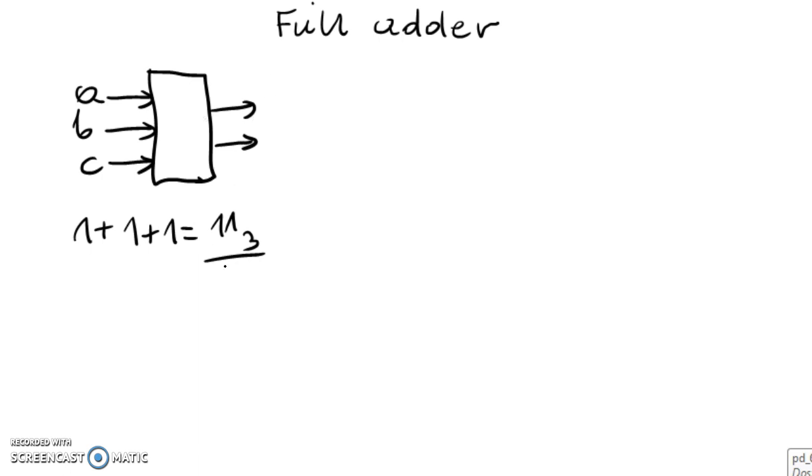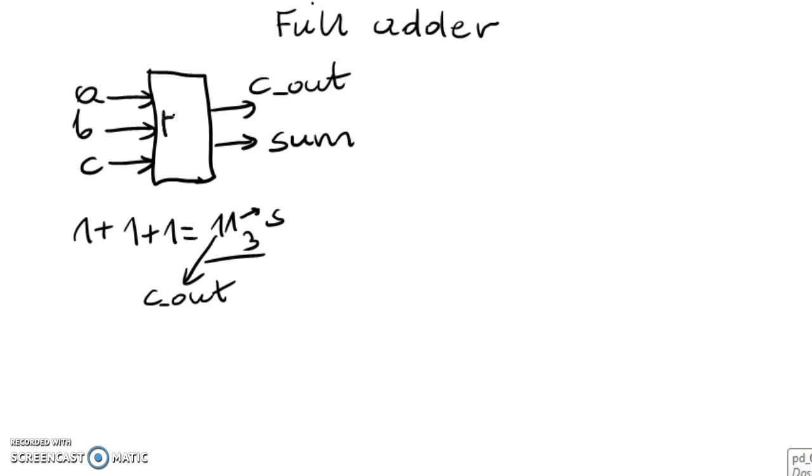The more significant bit will be called, or is called, Cout. It is the same letter as literal C, but with underscore and out. So it is a standard name, and the name of the lower bit is S, sum or S only, okay? And the full adder is abbreviated as FA.